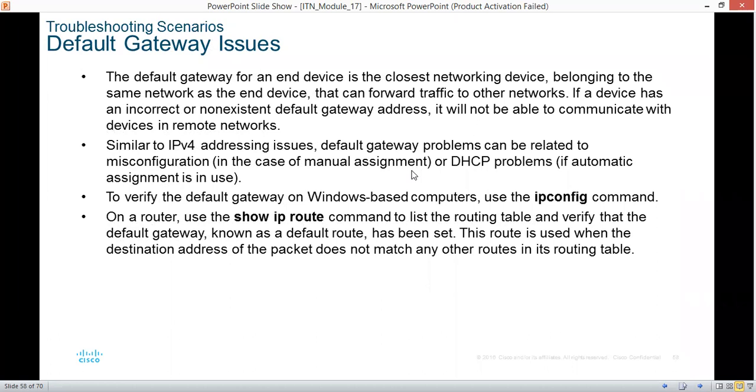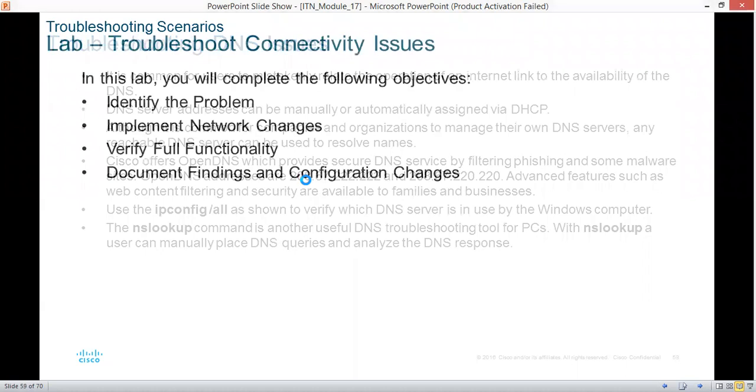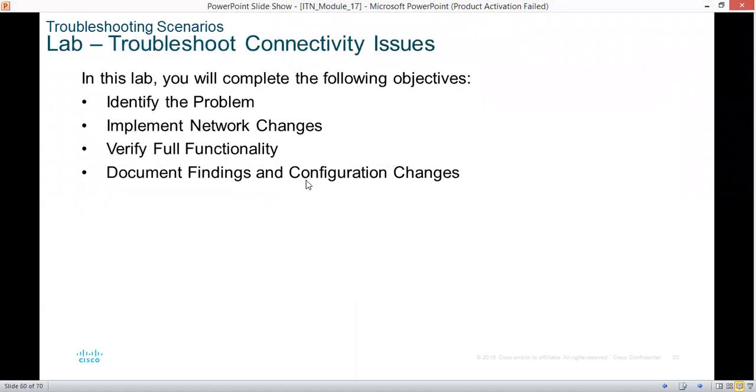Similar to IPv4 addressing issues, default gateway problems can be related to misconfiguration. Oftentimes it's misconfiguration, putting the wrong IP address. So you can use show IP interface to see that, or show IP route, or you can also use ipconfig. Specifically, you can do show IP interface brief to review. And for the DNS, you can use a DNS lookup to check whether the DNS IP address is correct or not. And then lab troubleshooting issues.